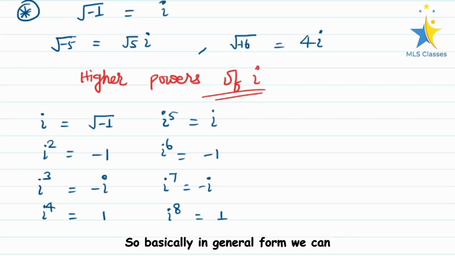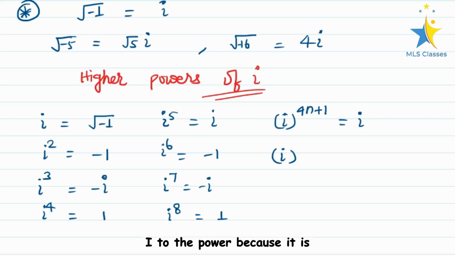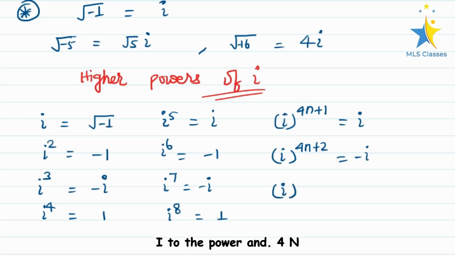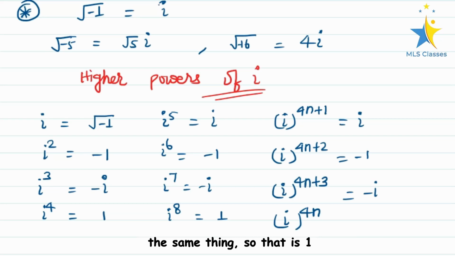So in general form we can say i to the power 4n plus 1 is i, because it is repeating after every 4 terms. Then i to the power 4n plus 2 is negative 1, and i to the power 4n plus 3 is negative i. And i to the power 4n, we will not say 4n plus 4, because it's the same thing, is 1. This is how we can define higher powers of i.